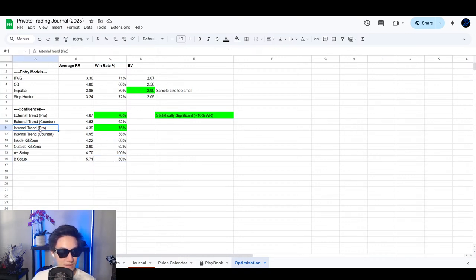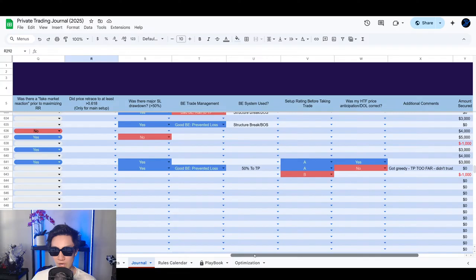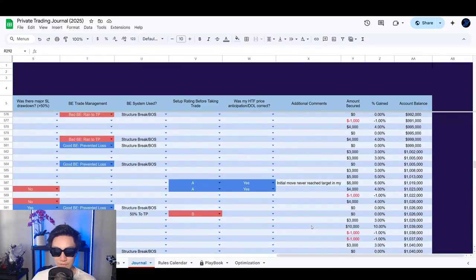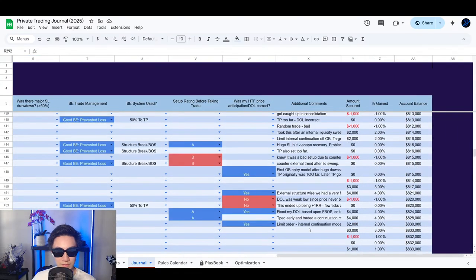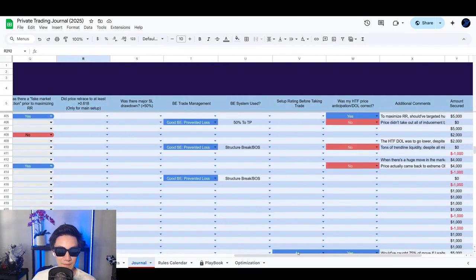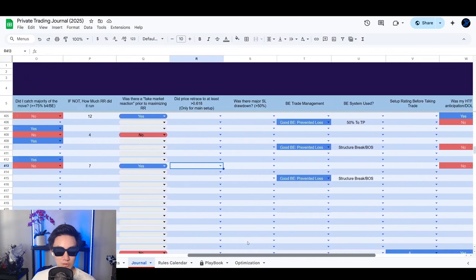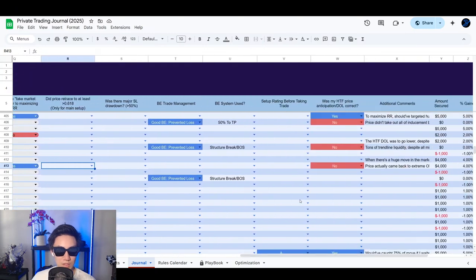Now let's see. What else can we journal or optimize from what I've kept track of so far? Honestly, if I say my anticipated draw on liquidity is wrong, it's going to be a loss, if I'm not mistaken here. Let's see. No, it's a win. Okay, so this is something you can also optimize and look through.